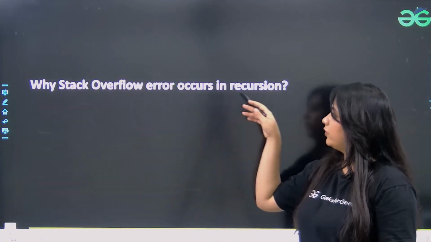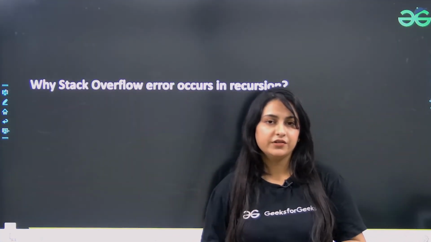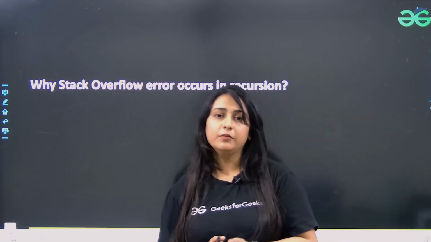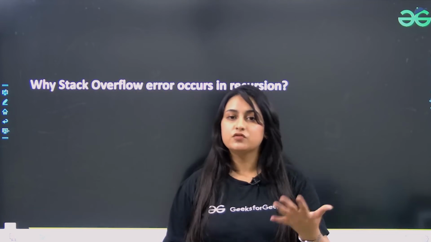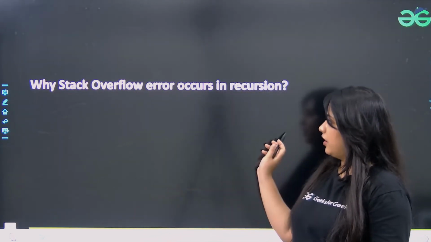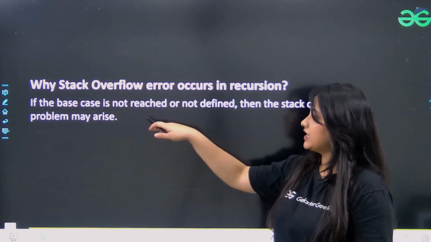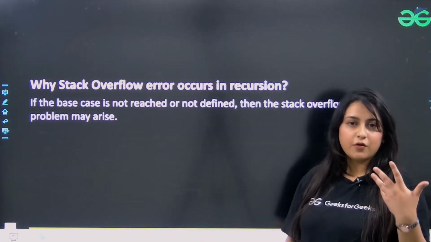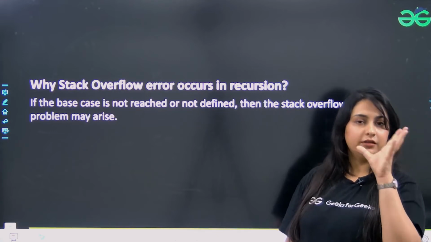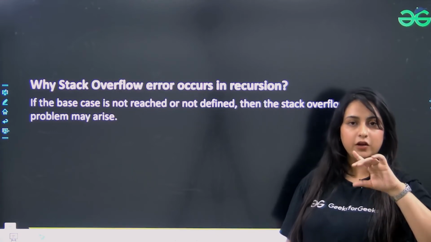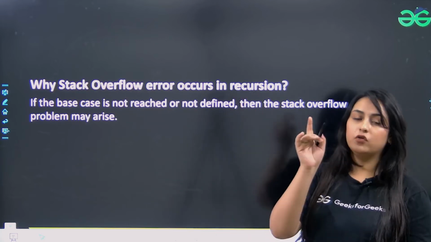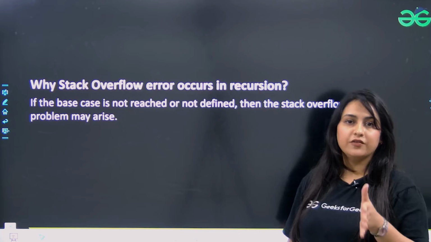Why does stack overflow error occur in recursion? Whenever you have written a recursive solution for any problem, this is an error that many students have faced, right? So let's see why this error occurs. Basically, if the base case is not reached, for example, if you have forgotten to write the base case, or if you have written the wrong base case, then there will be no function returning a value. You remember the structure that I created? Fact of 1 was returning the value 1. So there will be no end point to the function call, right?